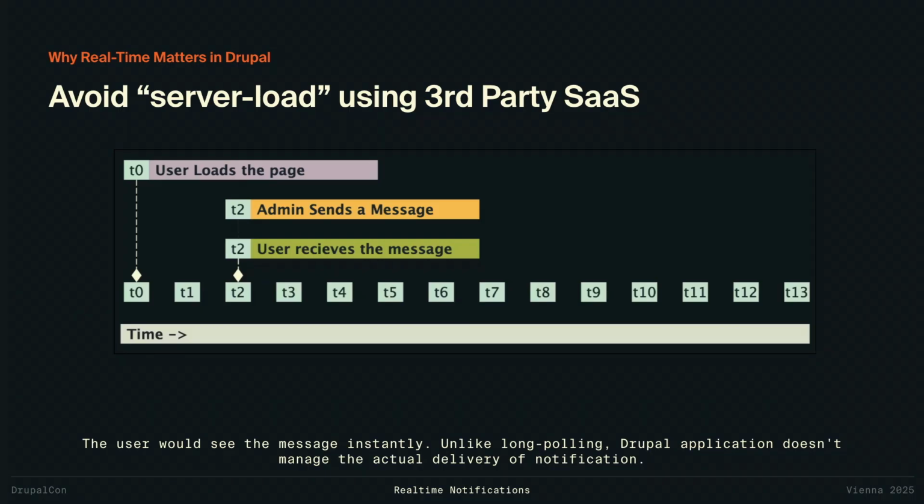So the server, if there is no message, doesn't send any message. But since the connection is established, after 1 or 2 minutes, if an admin does send a message, it can deliver it immediately without the client asking for it.